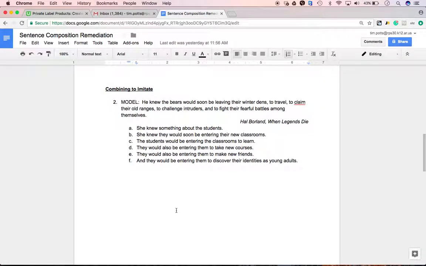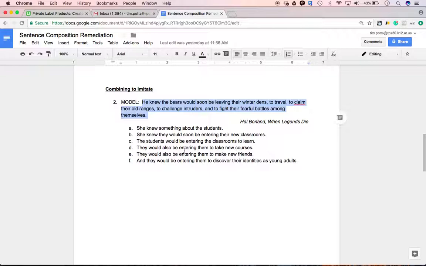Okay, to combine to imitate, we are going to look at these letters, A through F, and we're going to try to take out words that are unnecessary. The words that are necessary, we keep, and we try to set it up so that they imitate this model. So read the model to yourself. Well, I'll just read it to you.